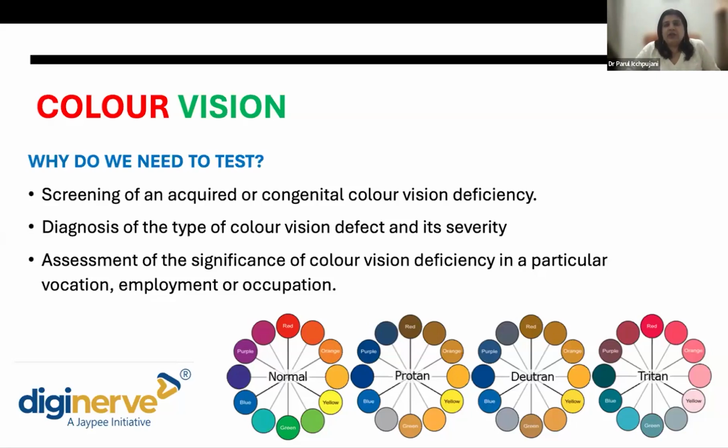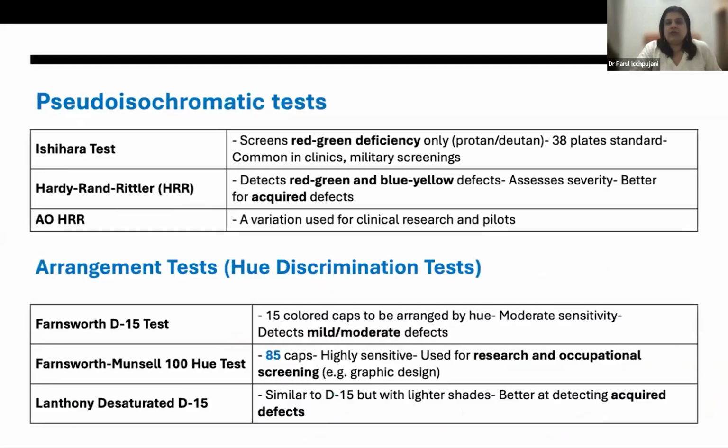So there are certain branches where color vision differentiation becomes really, really important. So for vocation or occupational purposes, it's also important to know color vision. Now, there are several types of color vision tests, and you can be asked about which test befits which group of color vision assessment tools.